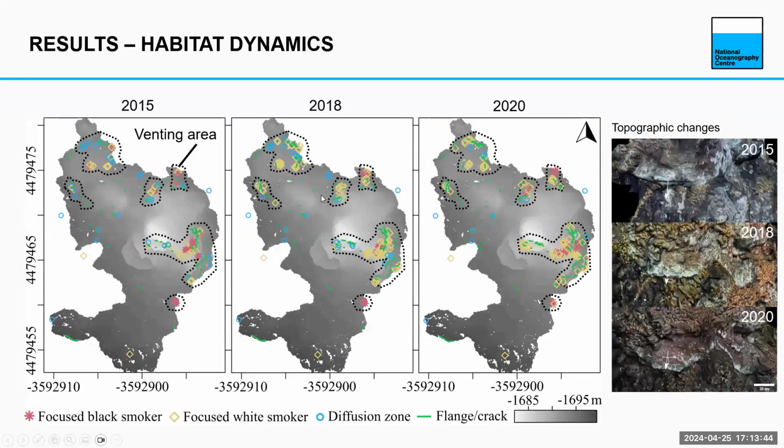So, habitat change now. You can see here a map of Eiffel Tower looking from above. All those symbols represent different fluid outflows that were observed in the 3D models and the videos. First of all, you can see that they concentrate well within distinct areas that I delineated with dashed lines. And second, those areas are very stable through time, from 2015, 2018 to 2020.